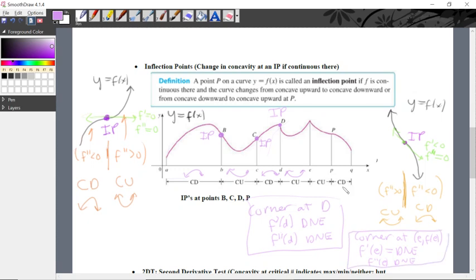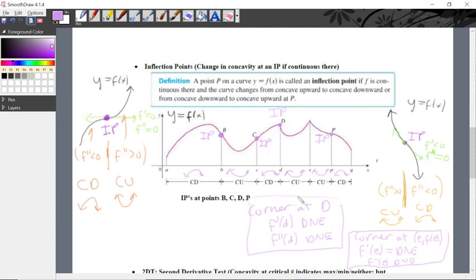Okay. But this is not an inflection point. Why would this not be an inflection point? Because there is no change in concavity. It is concave up to the left and to the right of that point. No change in concavity, then it's not an inflection point. But at this point right here, point P, we do have a change in concavity. It changes from concave up to concave down. And so we do have an inflection point here at P.